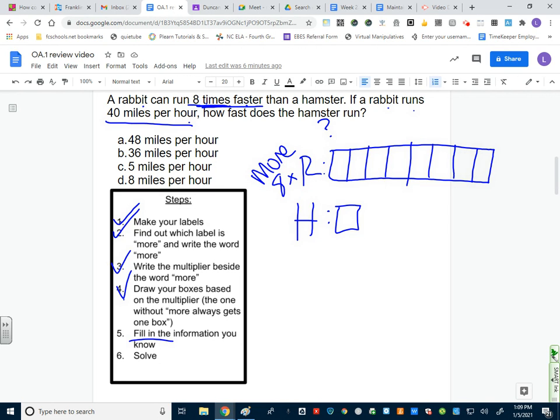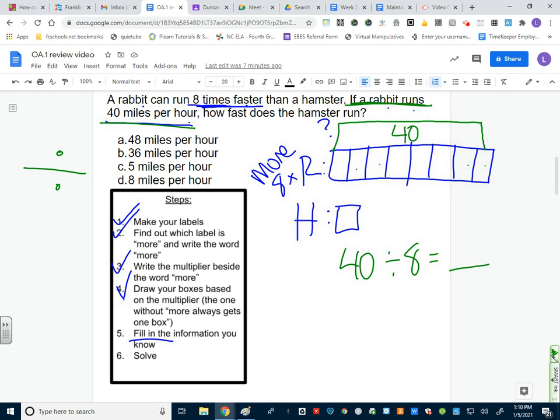Well, if we go back to the question, it tells us the rabbit runs 40 miles an hour. So if the rabbit runs 40 miles an hour, I'm not going to put a 40 beside the hamster. The hamster doesn't run that fast. No, the rabbit does. So since the rabbit has all 8 groups, 40 is being split equally between those 8 groups. So this ended up being a division question. We're doing 40 divided into 8 equal groups, and we want to know how many is in each group.